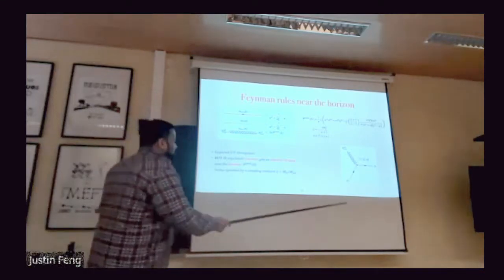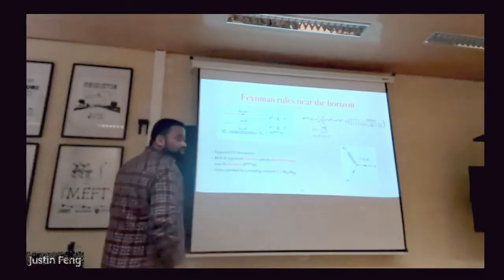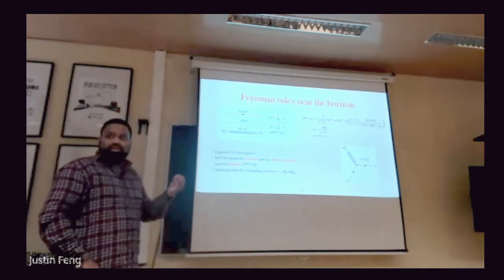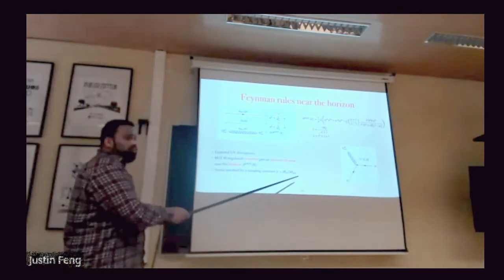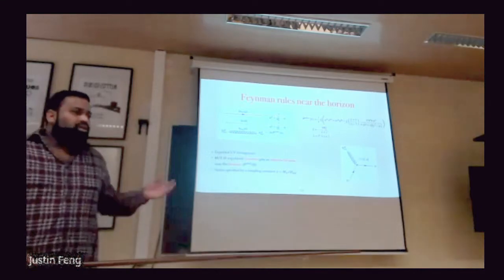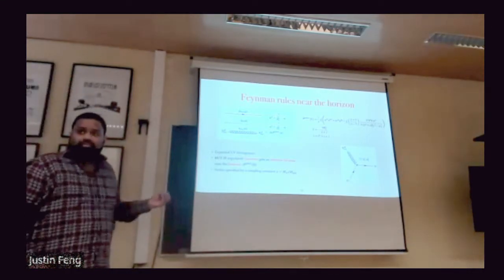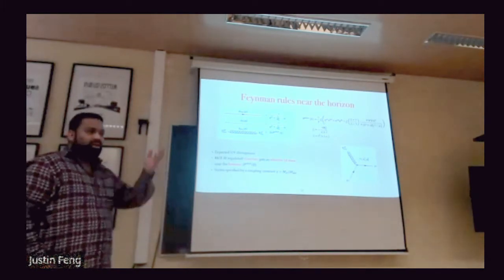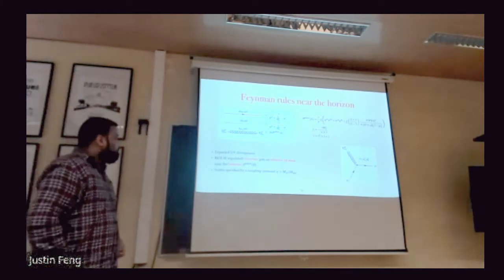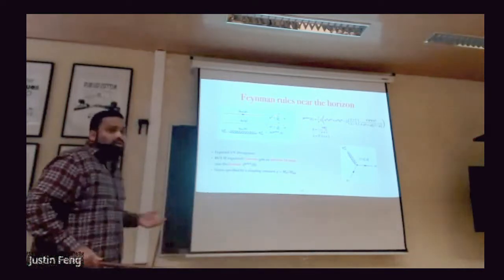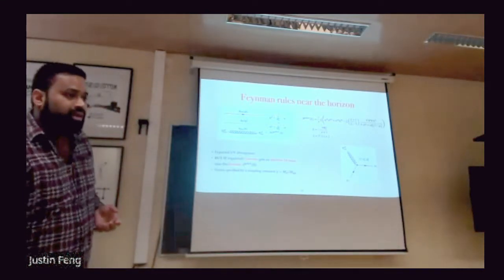But the important point is that the vertex is now governed by an emergent coupling constant, which is no longer just G Newton, but it is m Planck over m black hole. So this effective theory is valid as long as this coupling constant is small, so that you can work out perturbation theory in this non-perturbative saddle. And this is true whenever the black hole is large compared to the Planck scale.